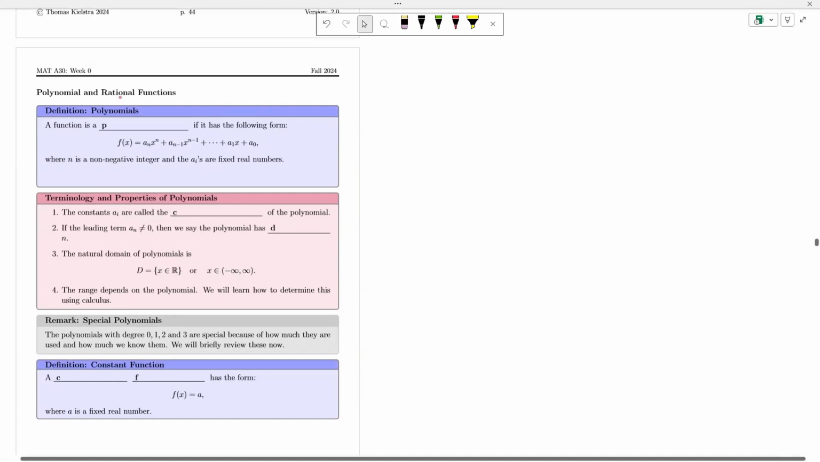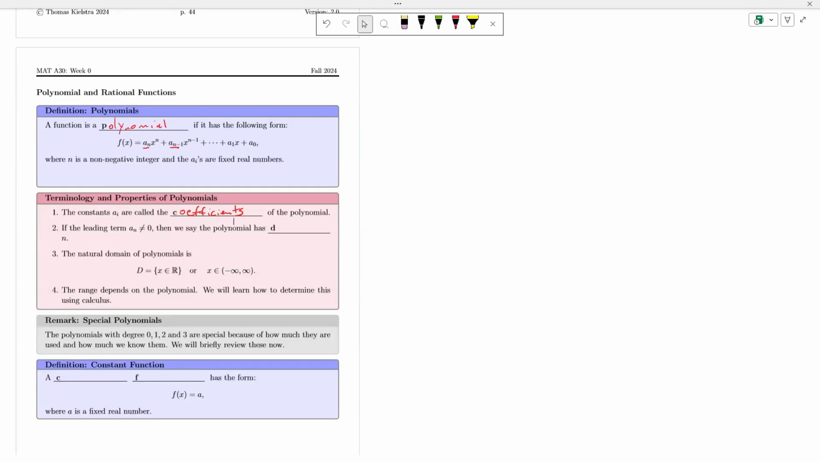Polynomial and rational functions. A function is a polynomial if it has the following form. Here, n is a non-negative integer, and the a_i are fixed real numbers. Now, let's review a little bit of the terminology. The constants a_i, or these a terms, are called coefficients, and they're the coefficients of the polynomial.